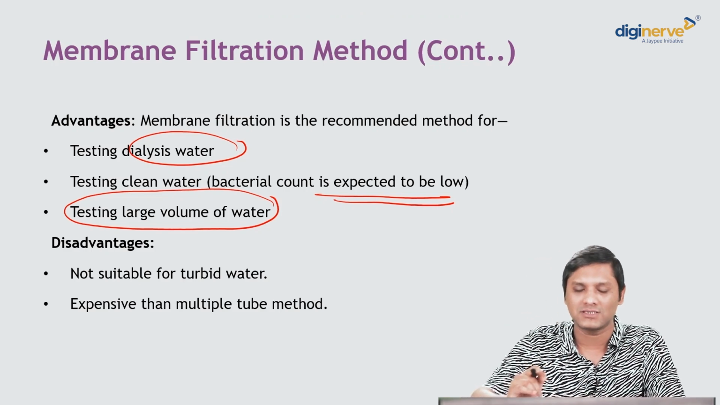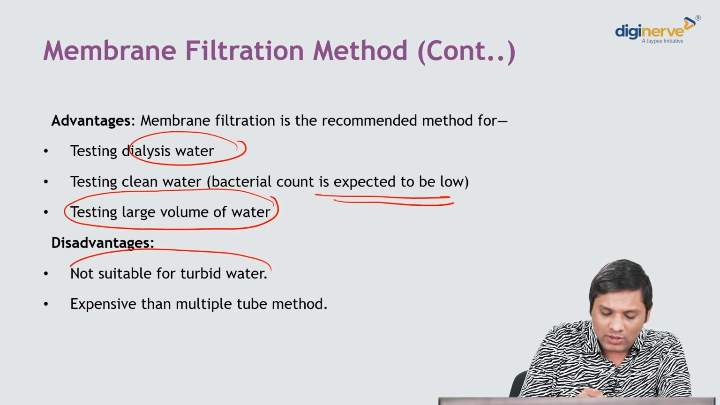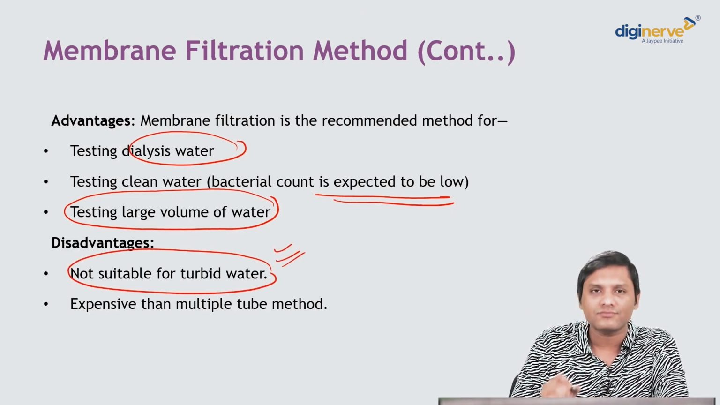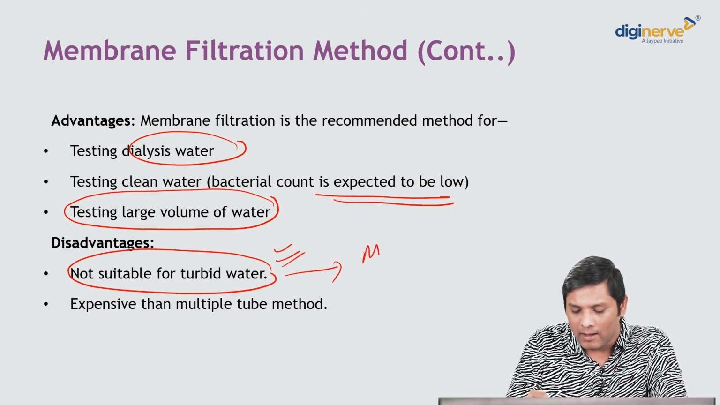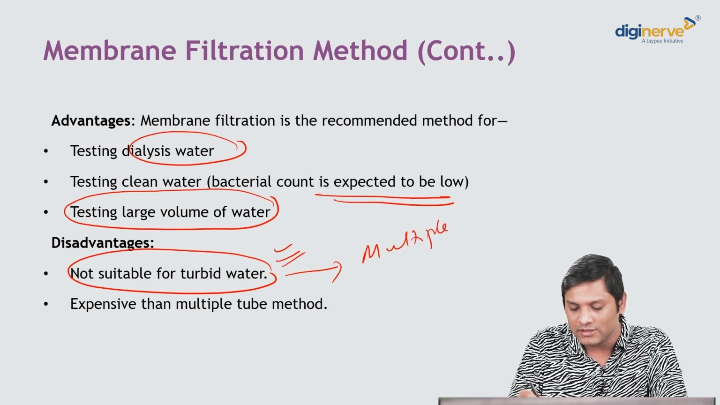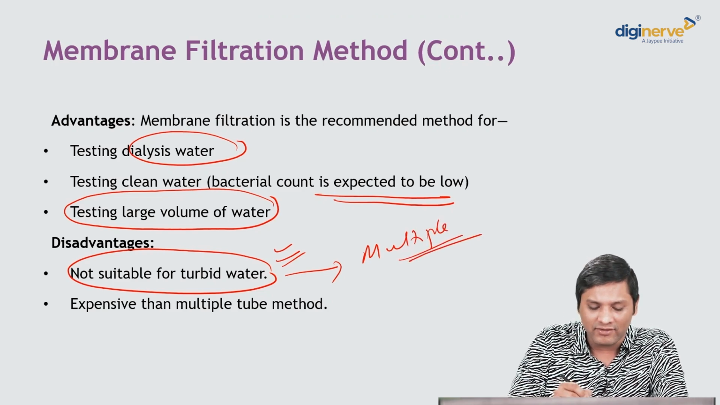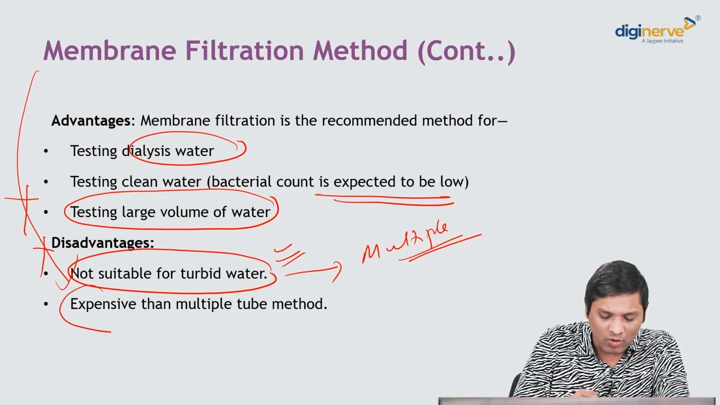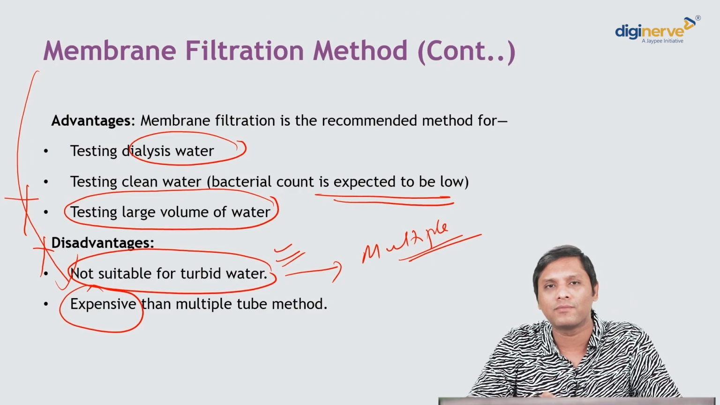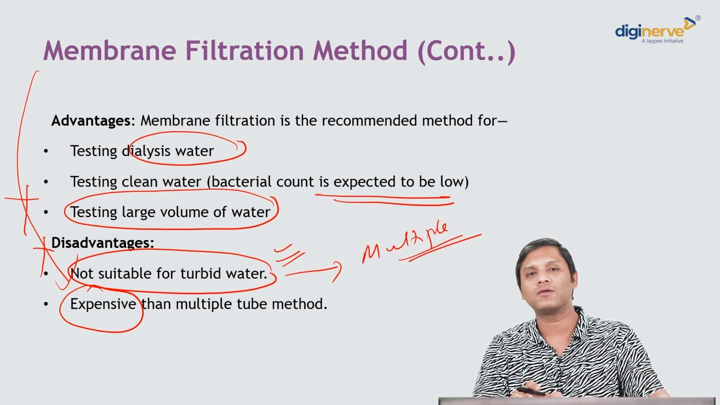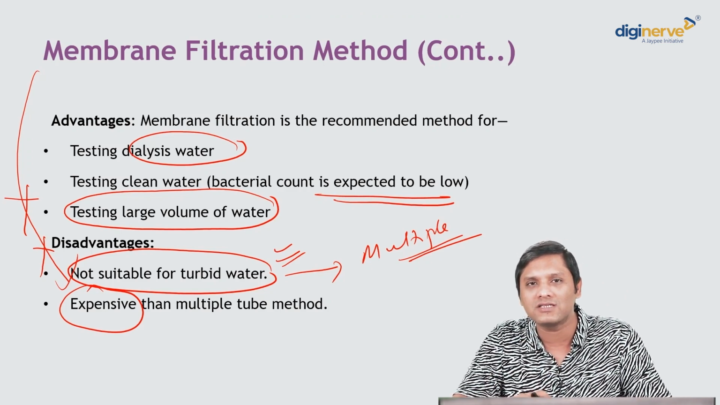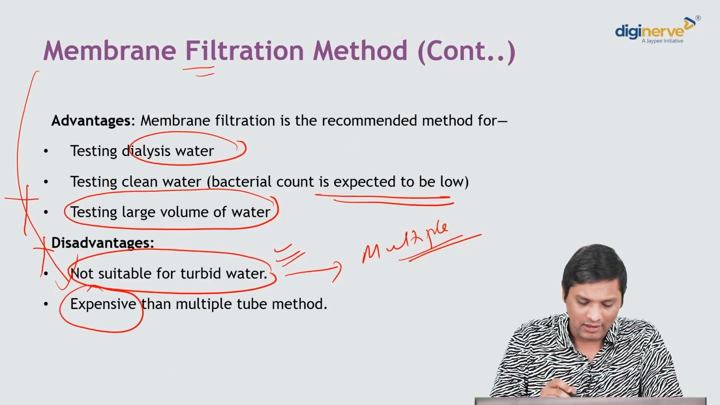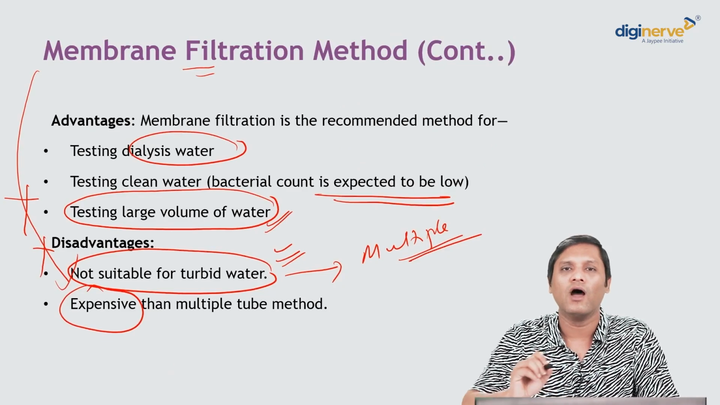The most important disadvantage is it is not suitable for turbid water. For turbid water, multiple tube method alone is important. The membrane filtration method is not suitable for turbid water, and it is more expensive than multiple tube method. Therefore, multiple tube method is by and large the most commonly used method. The membrane filtration method is used only for a limited setting such as dialysis water testing.